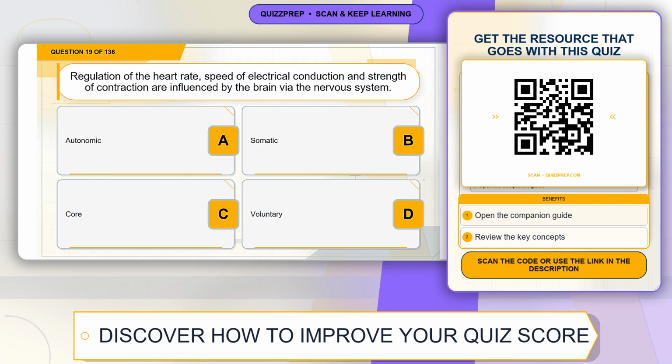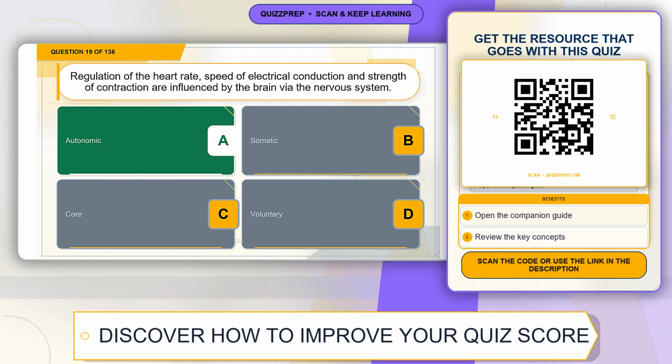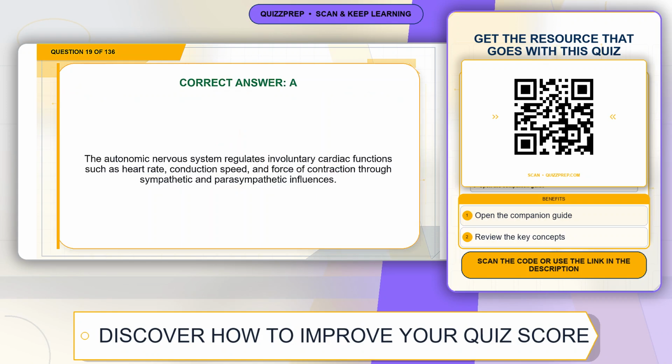Question 19. Regulation of the heart rate, speed of electrical conduction and strength of contraction are influenced by the brain via the nervous system. Option A, autonomic. Option B, somatic. Option C, core. Option D, voluntary. The correct answer is option A, autonomic. Explanation. The autonomic nervous system regulates involuntary cardiac functions such as heart rate, conduction speed, and force of contraction through sympathetic and parasympathetic influences.